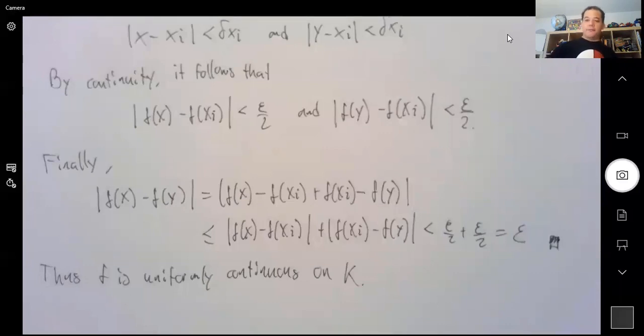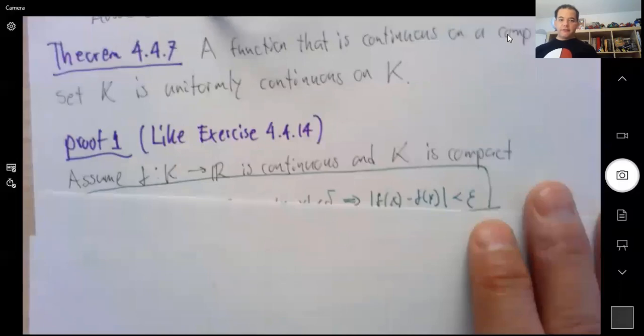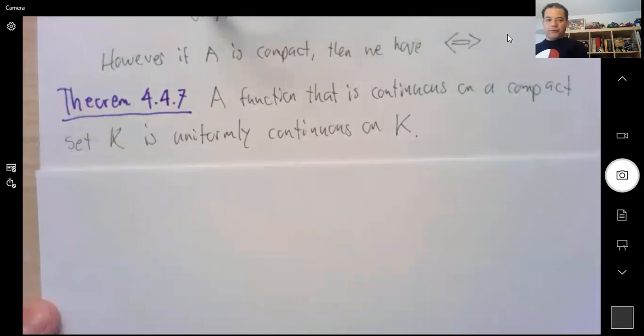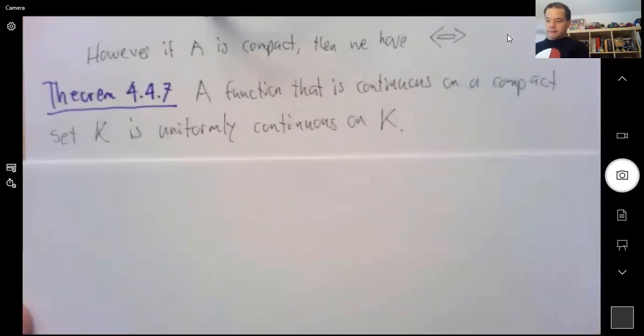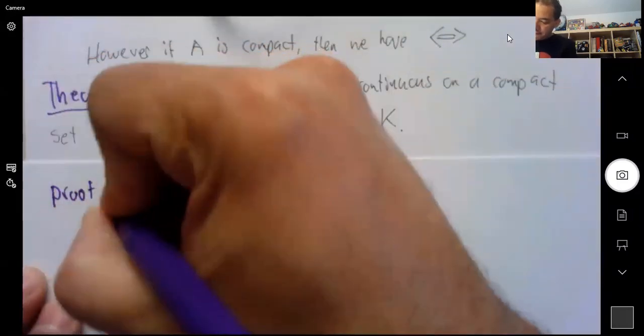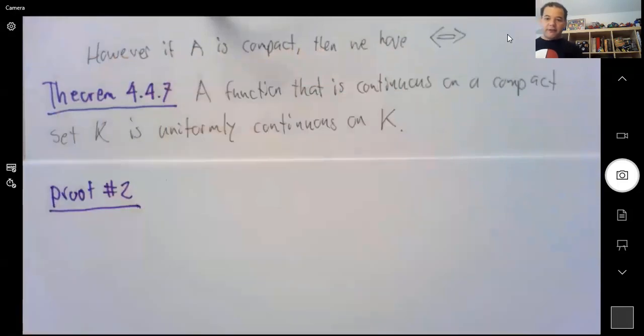Okay, let me go back and we'll try now the second proof. It's a shorter one. So let me roll back the statement. So here's our statement. And we'll do proof number 2. And this is the one that's in the book. Okay, so this is a proof by contradiction. So we're going to use this property that we saw last time of not being uniformly continuous. Let me go back to the book and remind you about that one.